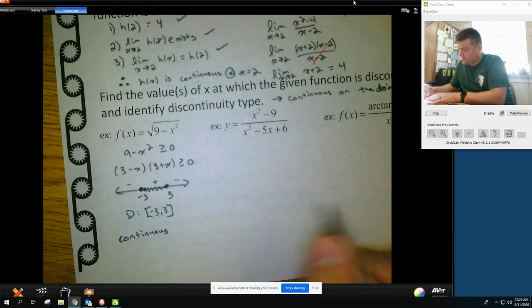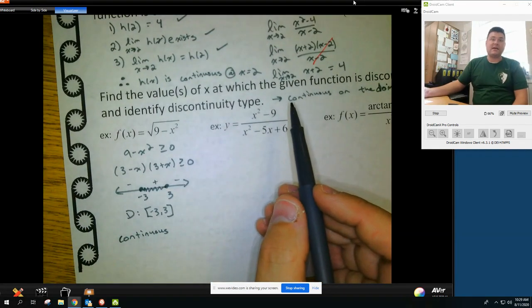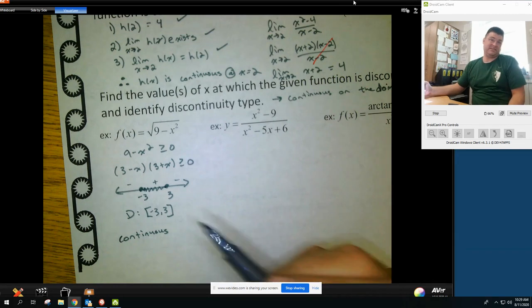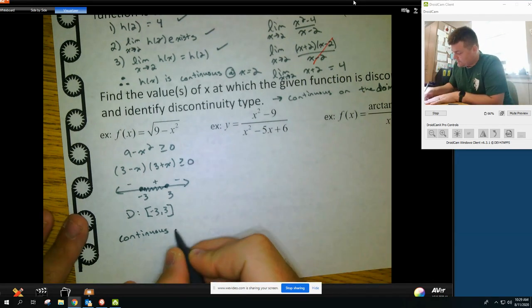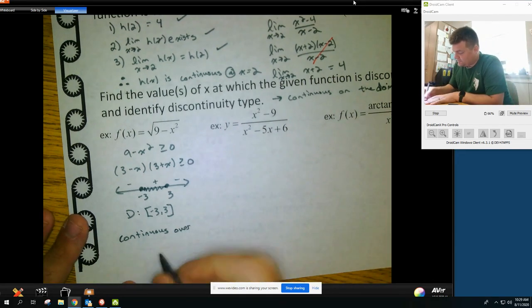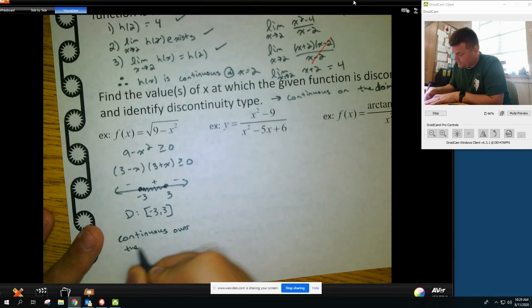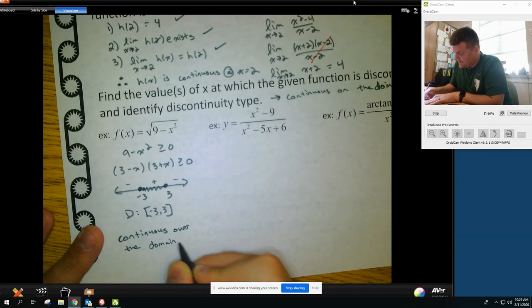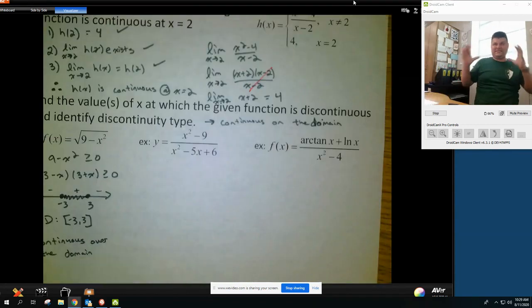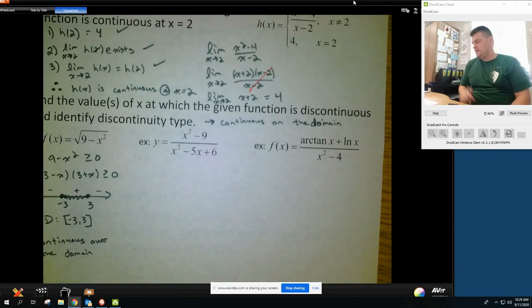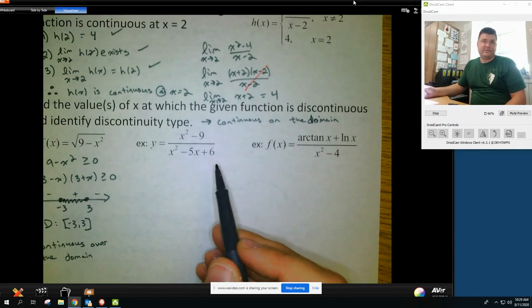Because I'm just looking for discontinuities. I don't need to prove that it's continuous, I just need to find the discontinuities. So there are no discontinuities, so this is continuous over the domain. Again, the textbook we use, the domain, just looking for like the endpoints. This guy right here. Is this continuous?